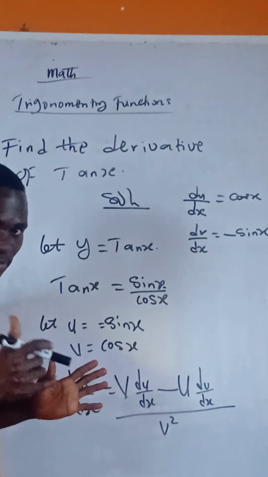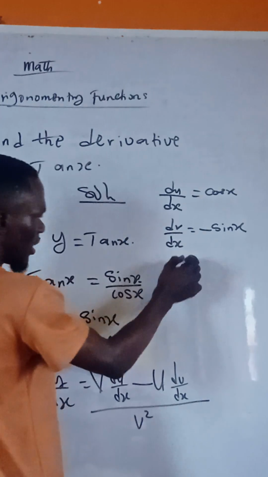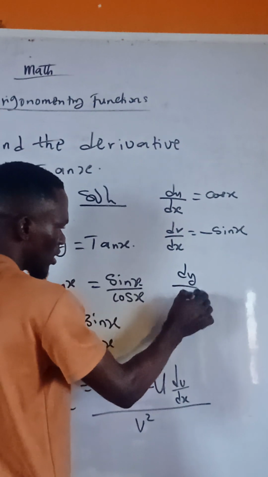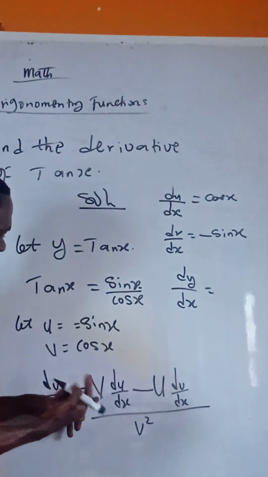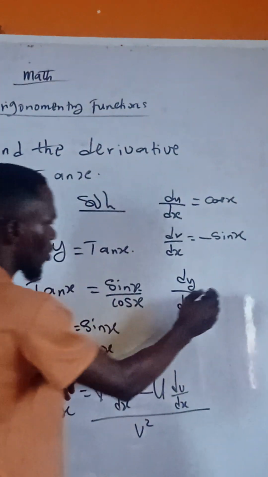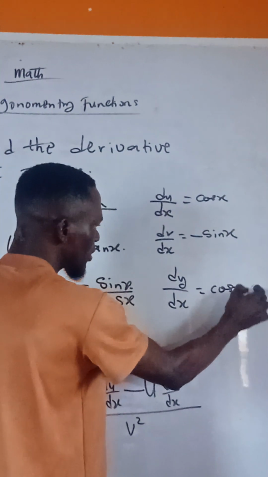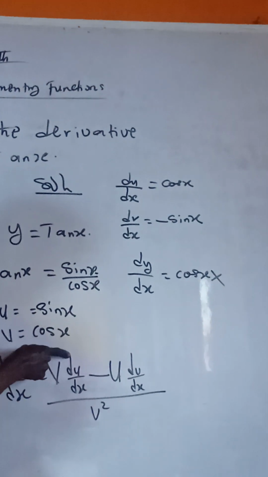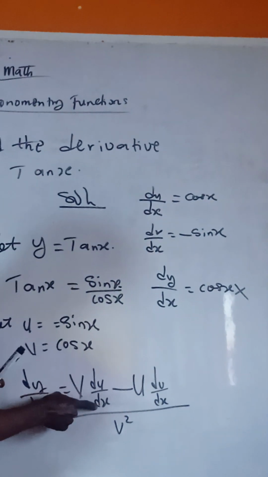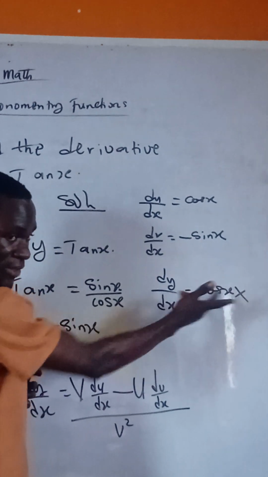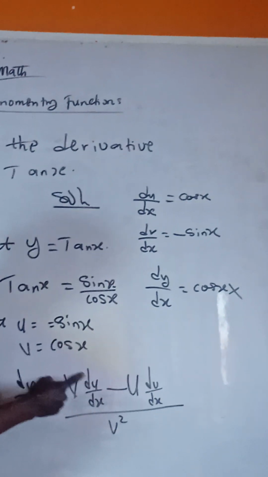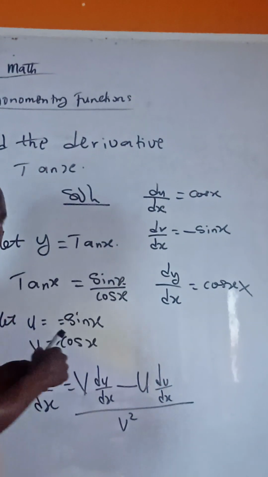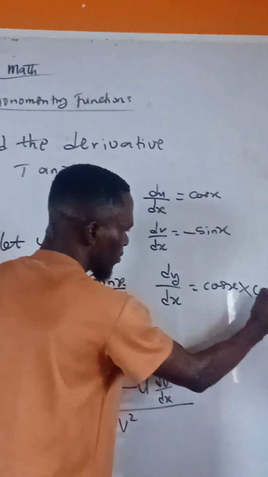Are we good? Nice. So let's go. We have dy/dx equals, now what is our v? Our v is cos x. So we have cos x here, then times du/dx. The du/dx and v are multiplied, so that's why we have times here. Now what's our du/dx? Let's find it out. du/dx is cos x, so we have cos x here now.